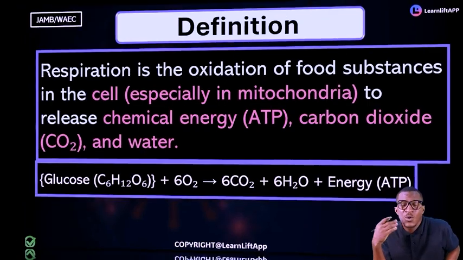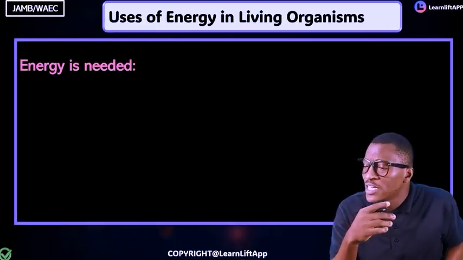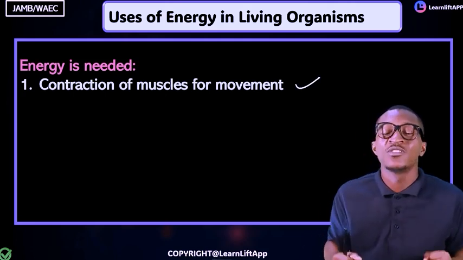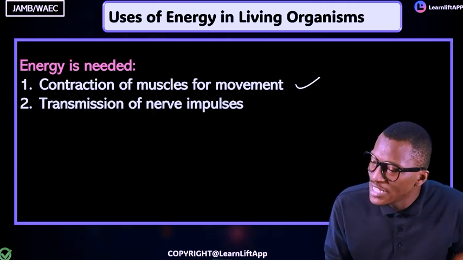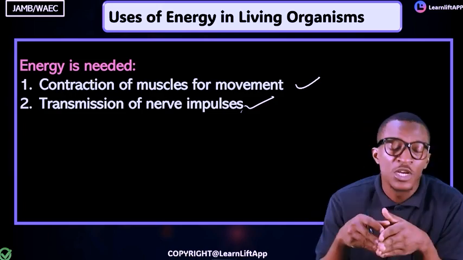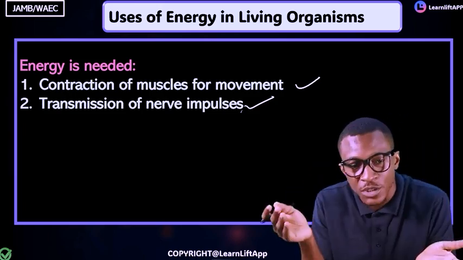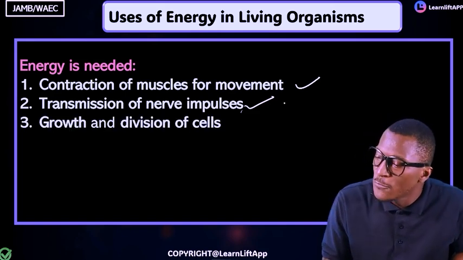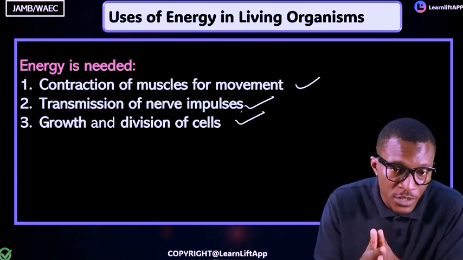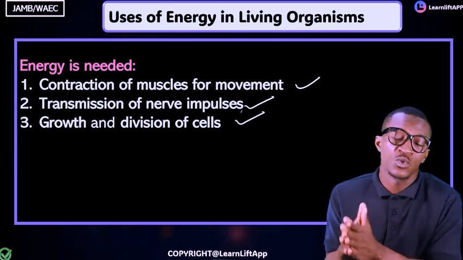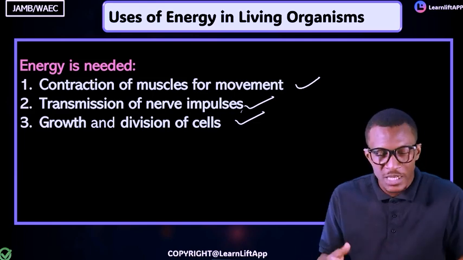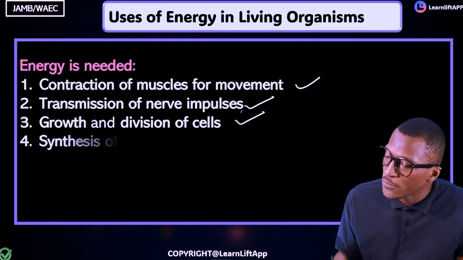I hope the explanation is very clear. Why do we need energy? Energy is needed to carry out contraction of muscles for movement. For your muscles to move, you need energy. Energy is needed for the transmission of nerve impulses. For nerve impulses to give information, to carry out the activities in the body, there is need for energy. Number 3, for growth and division of cells. Of course, when cells grow to a particular size, they divide. For example, we know that red blood cells last 120 days, then new red blood cells are produced, erythropoiesis starts. For this to occur, there is need for energy.